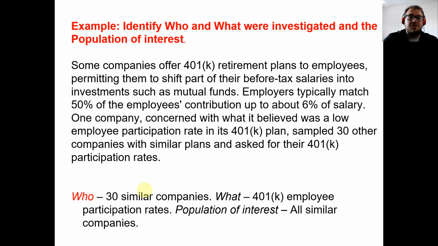Alright, so what were your answers? Was your first answer to the who that they wanted to investigate 30 similar companies? And then the what was the 401k employee participation rates. And the third one was the population of interest, which was all similar companies.